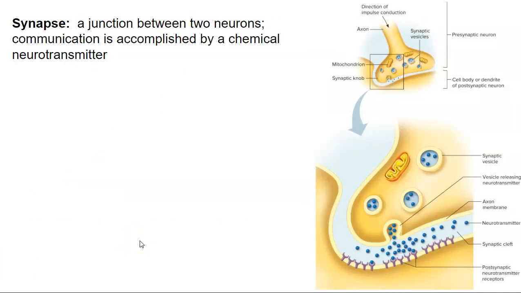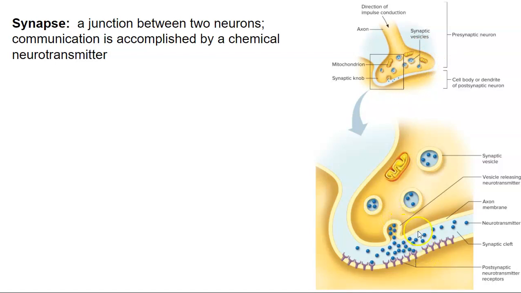The synapse. The synapse occurs between two adjacent structures, usually neurons, and that's how they communicate with each other. So you notice that this is the axon, this is the direction of the impulse, and this is that synaptic terminal or axon terminal. Here it is under larger magnification.